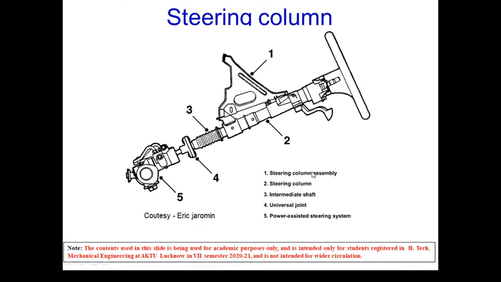So we can see here the steering column, in which is the wheel. The steering column assembly is bolted over the car's dashboard. Then this is the steering column. The third one is the steering shaft. Then here is the universal joint, to provide flexibility of shifting this entire system up and down, because it may transmit power at some angle also. And this is the power assisted steering system.